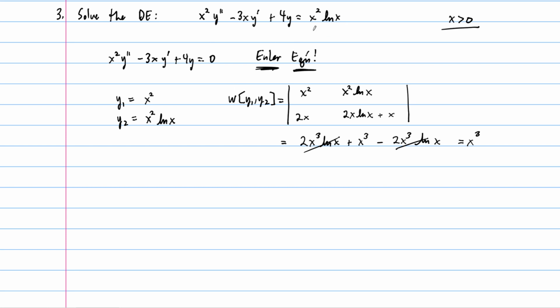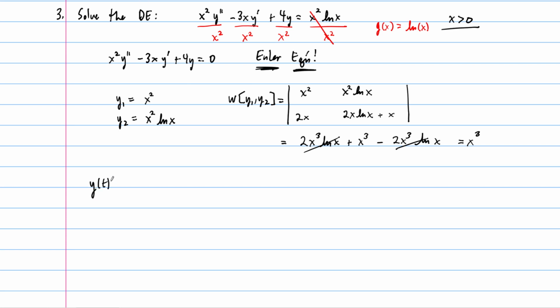But this is not g, if you look at this equation, because what we need to do is get it in the right form, and that means dividing everything through by the leading coefficient function, which is going to be our x squared, right? And so what we end up with is that our g of x for this function is just the natural log of x. So now we can plug in and write down our solutions.